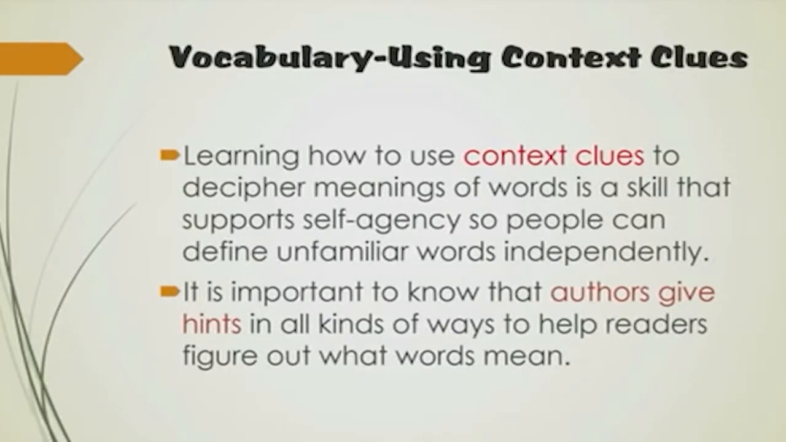Learning how to use context clues to decipher meanings of words is a skill. Yes, it is a skill. And it's a skill that supports self-agency so that people can define unfamiliar words independently. The goal is for all of us to become independent learners, okay? So using context clues is a skill, and by the end of today's lesson, you should really master or fine-tune that skill. It is important to know that authors give hints, or you may say clues, in all kinds of ways to help readers figure out what words mean.